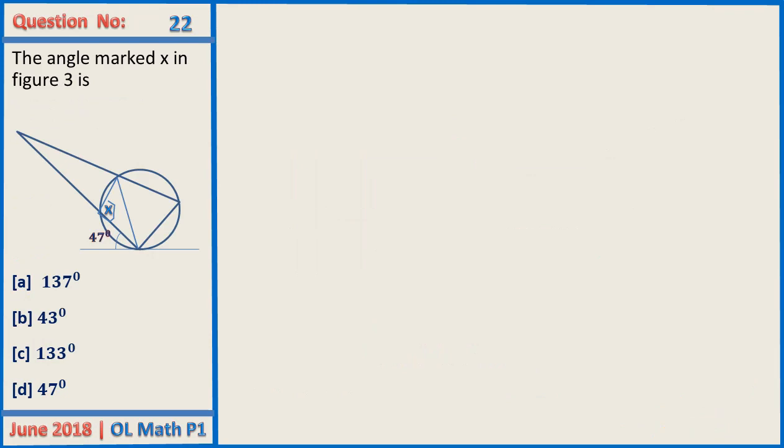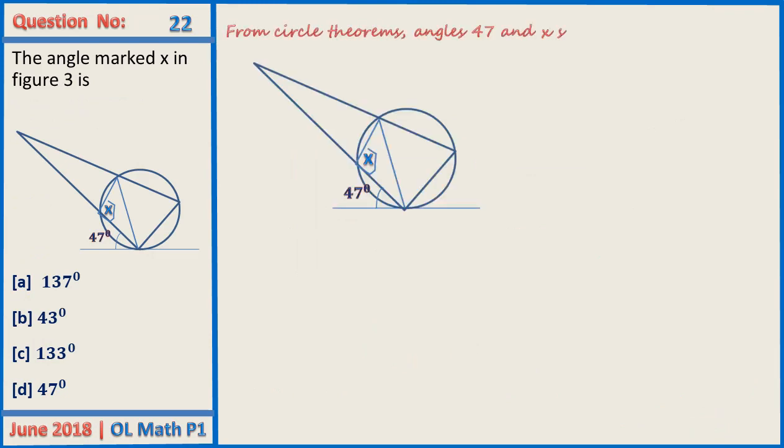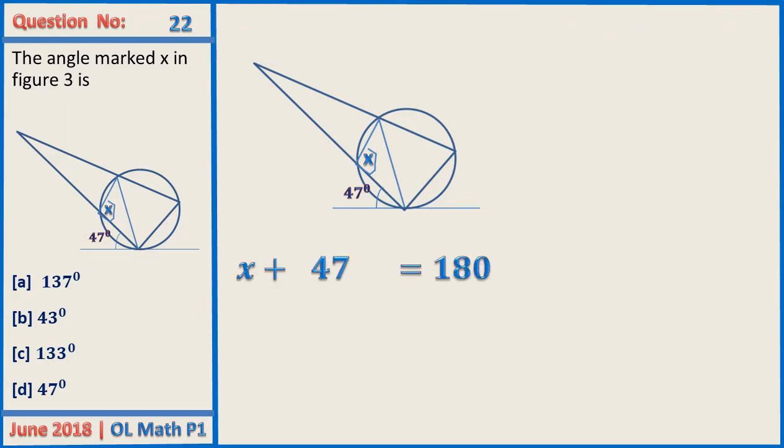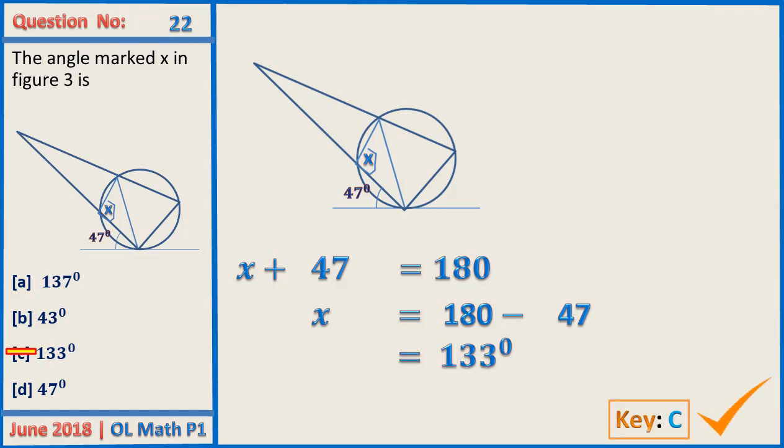Question 22. The angle marked X in figure 3 is, from circle theorems, angles 43, 47 and X sum up to 180 degrees. So X plus 47 degrees should be equal to 180, and X will be equal to 180 minus 47, giving us 133 degrees. Sorry, 133 degrees.